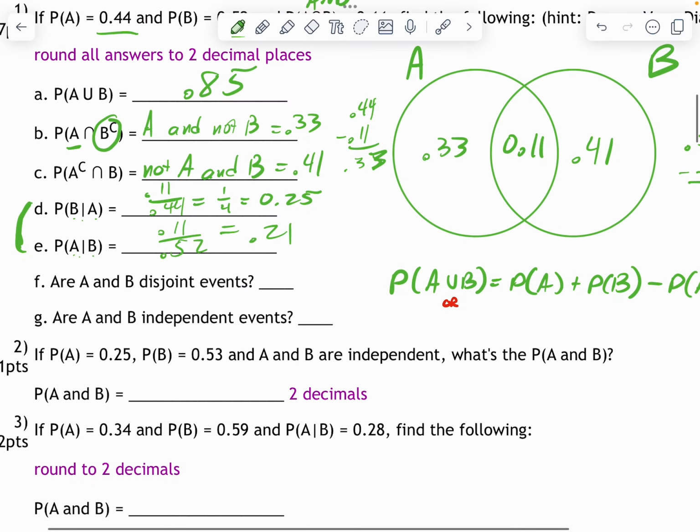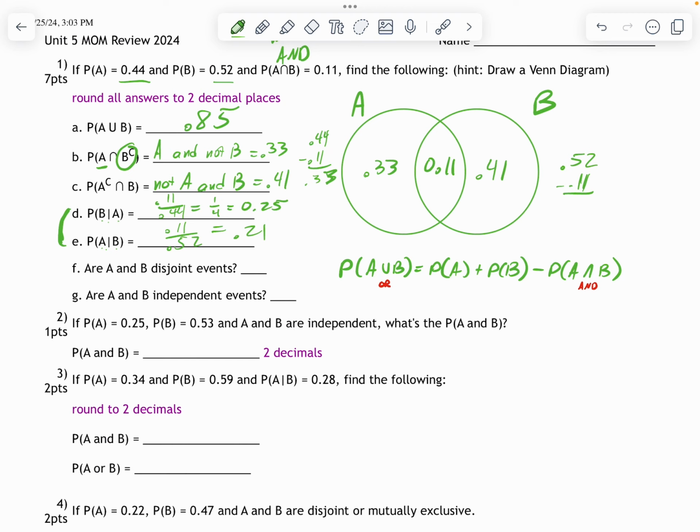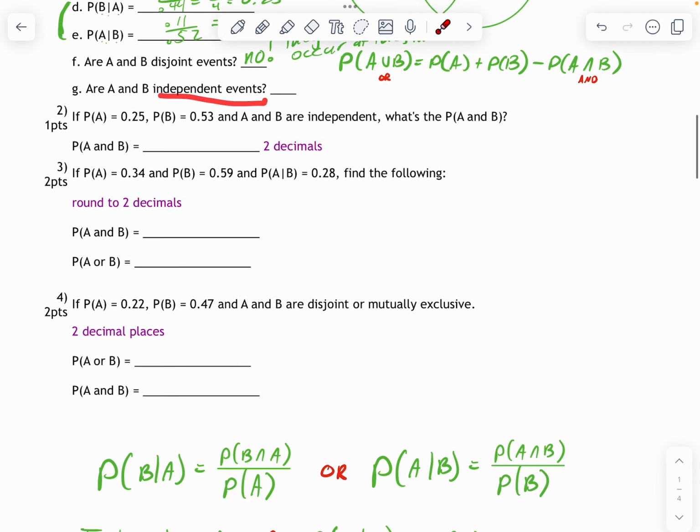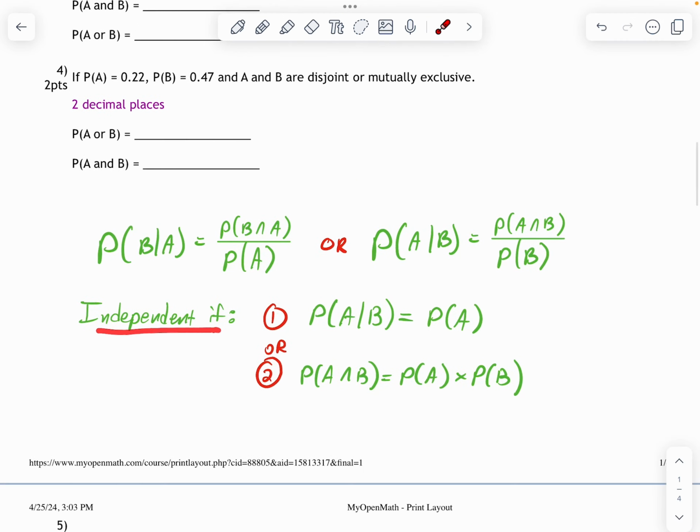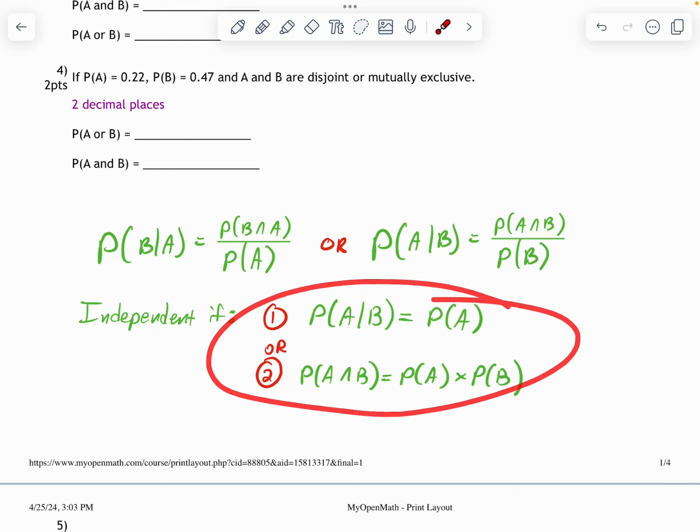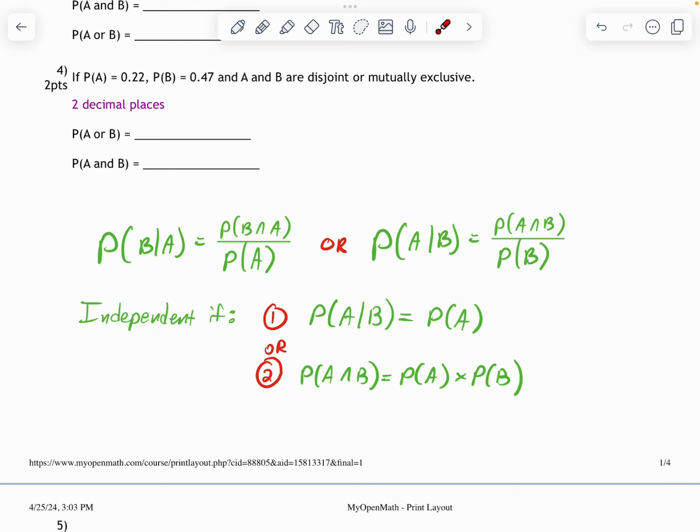All right. Are they disjoint events? No, they can occur at the same time because that's the 11% in the middle. If these circles did not overlap, they would be disjoint, but they do overlap. Are they independent? Oh, okay. Now, there are two ways to check this right here. Unfortunately, neither one of these is on your formula packet.